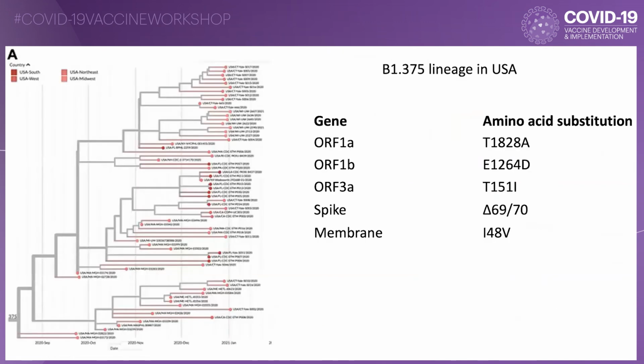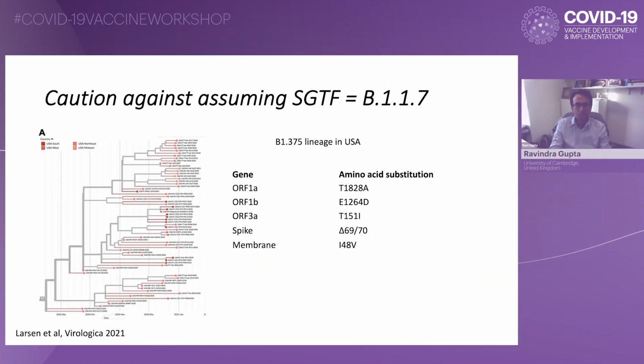Here's another case as to why you can't use the S gene target failure as a proxy for B.1.1.7. This B.1.375 lineage in the United States was recently described as well. And this is a lineage with only 69/70 and a few other mutations. But again, the only spike mutation is delta 69/70. It is not a B.1.1.7 lineage.